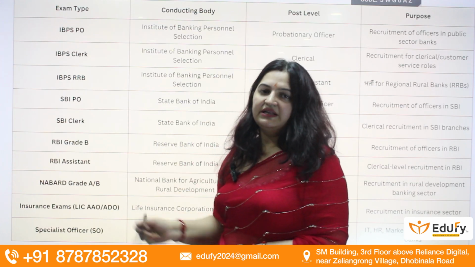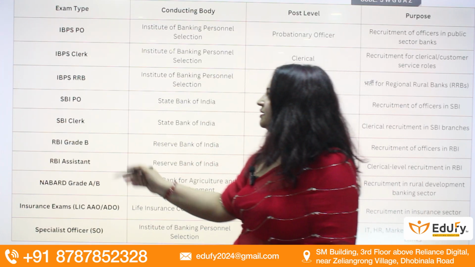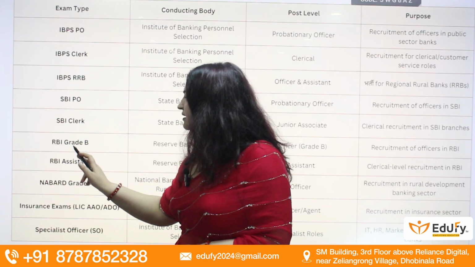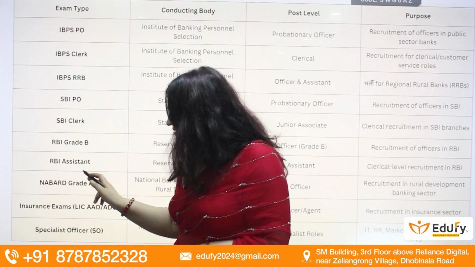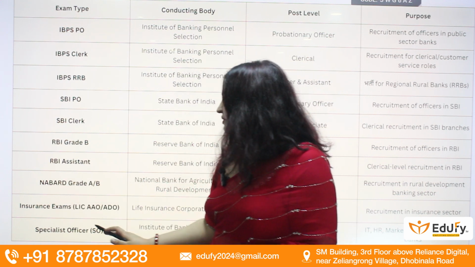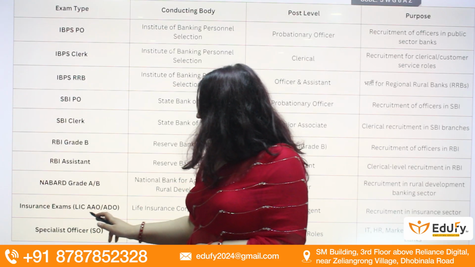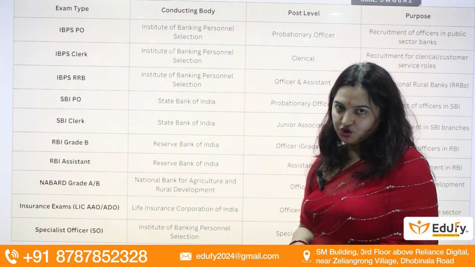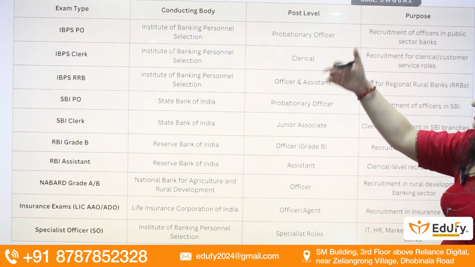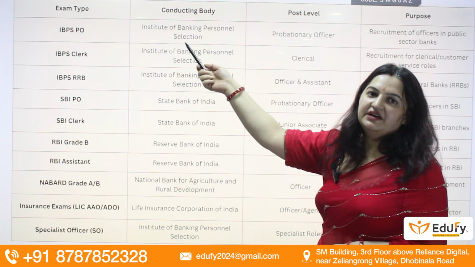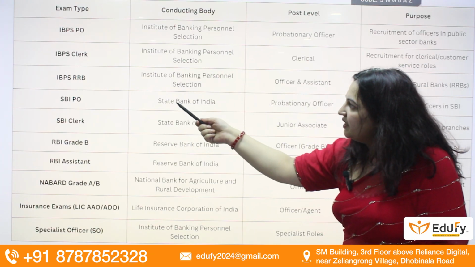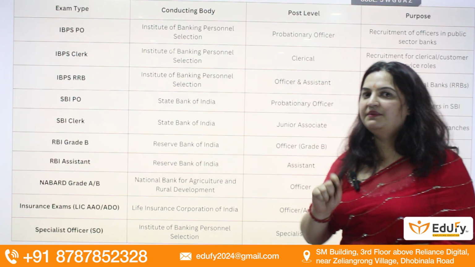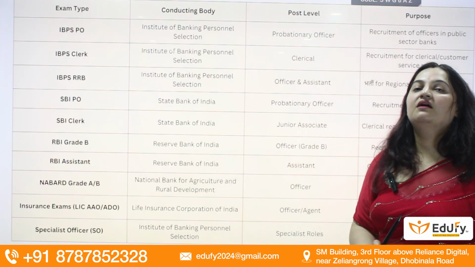IBPS, RRB level, that is in regional rural banks. Then SBI also has its own, that is probationary officer, clerical level. RBI grade B and assistant, NABARD grade A and grade B both. Insurance exams are also there for LIC, AAO and ADO jobs, and specialist officer SO jobs are also there. Now see who will be the conducting body. As you can see, IBPS, definitely the Institute of Banking Personnel Selection. And for SBI exams, SBI itself conducts its exam. For RBI also, you will see RBI conducts. NABARD conducts for itself.